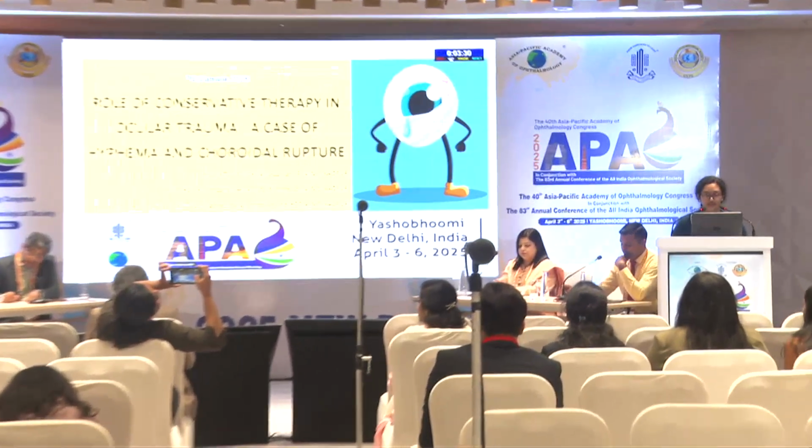Good afternoon, everyone. Today I'm going to present a case on the role of conservative therapy in ocular trauma. Ocular trauma accounts for about 5% of all blindness cases globally, and it is classified according to the Birmingham Eye Trauma Terminology System, where if there is any breach in the eye wall that consists of the sclera and the cornea, it is known as open globe injury. If not, it is known as closed globe injury.